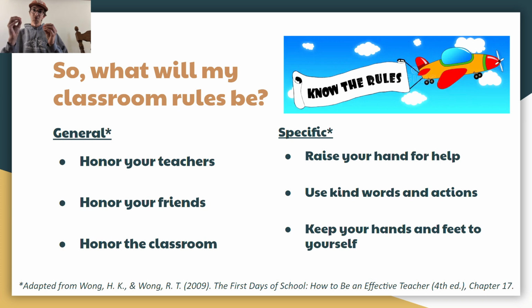So what will my classroom rules be? I adapted this from obviously Wong and Wong's book, The First Days of School, specifically in chapter 17 on how to be an effective teacher. They say that it's really good to have no more than 3 to 5 rules in each of the general and specific categories. So I picked 3 from each.